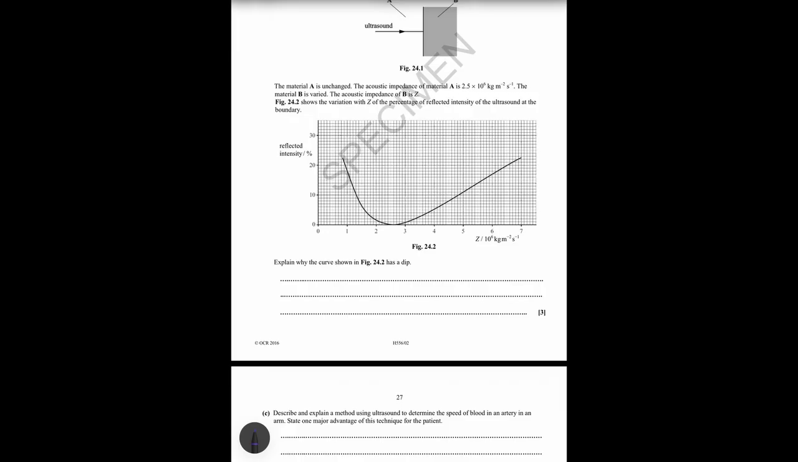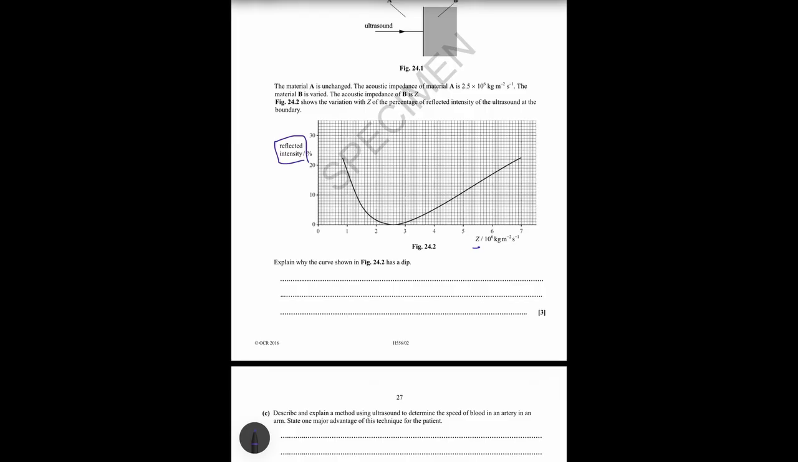What's it saying? The first thing, I've got a graph question, so I'm going to look at the axes. I've got Z over here, the acoustic impedance, and I have the reflected intensity on this axis. This question seems pretty hard. Explain why the curve has a dip. I don't really know. So how am I going to approach this question to begin with? Because the axes say reflected intensity and Z, is there a formula that links those things together that I can start with and maybe give myself a clue?